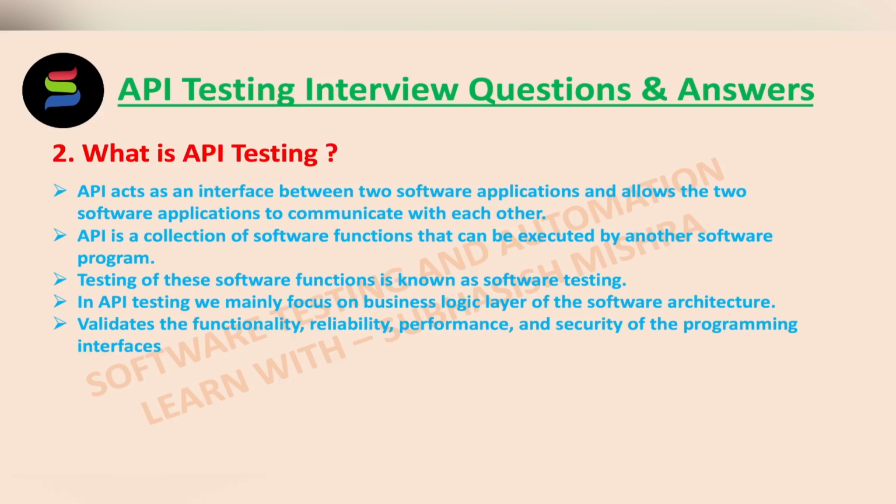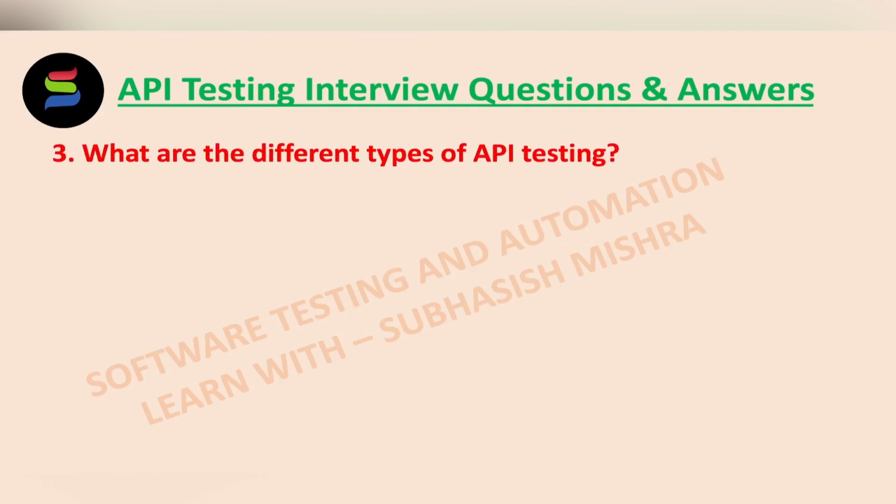In API testing, we mainly focus on the business logic layer of the software architecture. The purpose of API testing is to check the functionality, reliability, performance and security of the programming interface. Since APIs do not have a GUI, API testing is performed at the message layer of the system. So that is all about API testing. We will move to the next question. What are the different types of API testing?